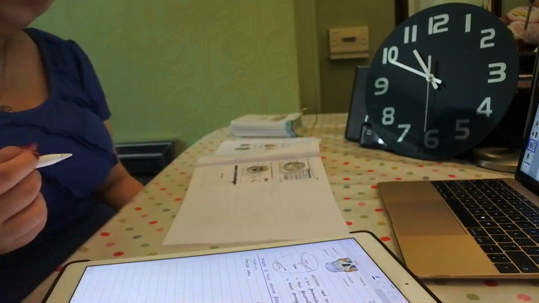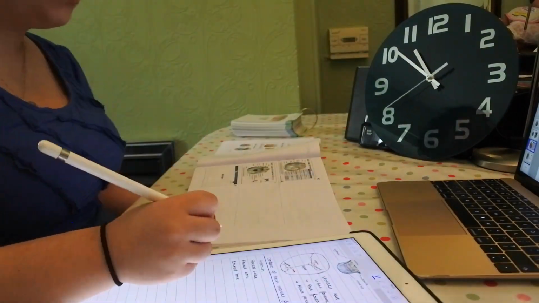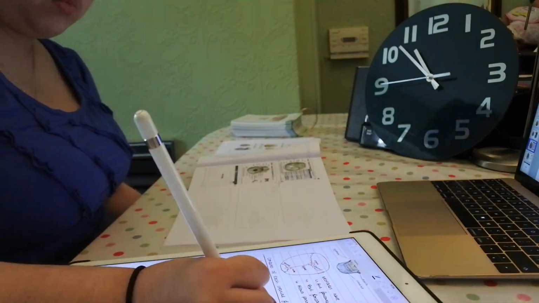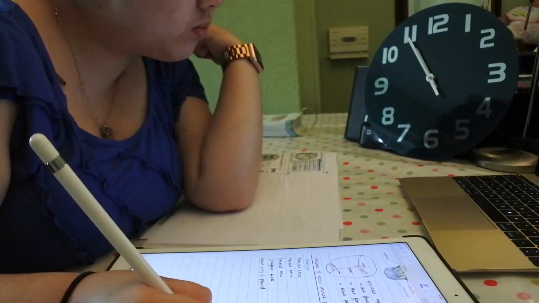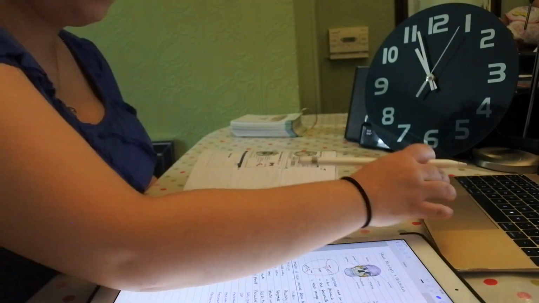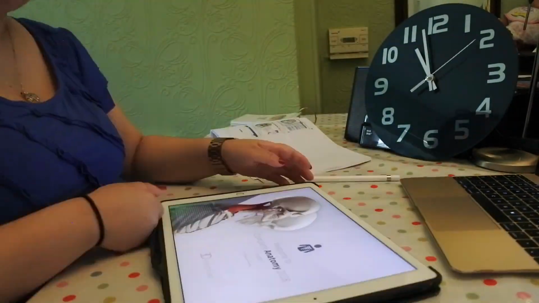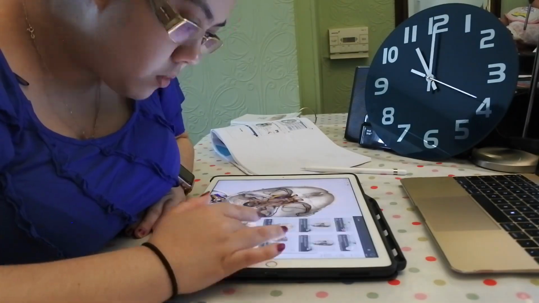You'll probably notice that I'm not actually writing a lot of things down, and I'm using my laptop quite a bit, and that's mainly because I was trying to really memorize exactly which sutures were where, which bones were where, and which bits made up the different parts, as well as learning the different foramina of the skull.